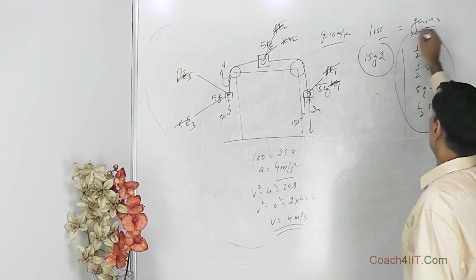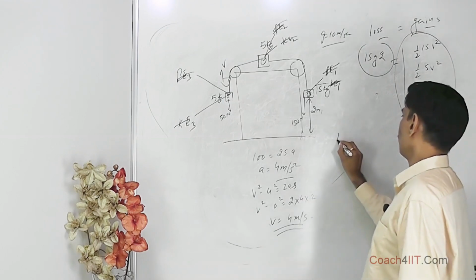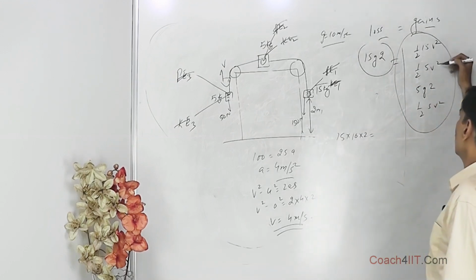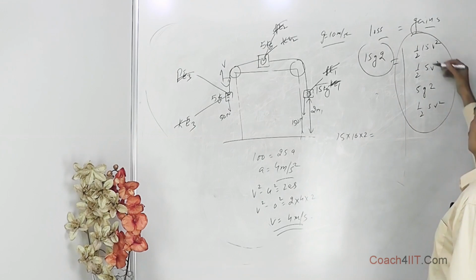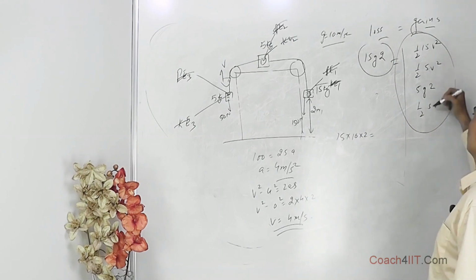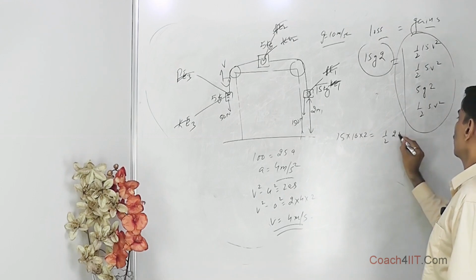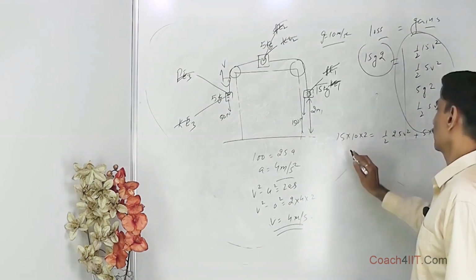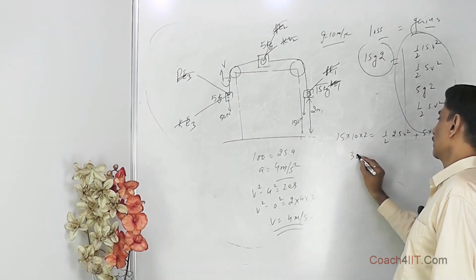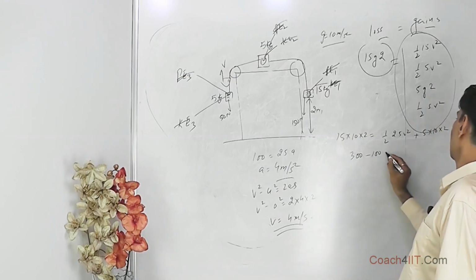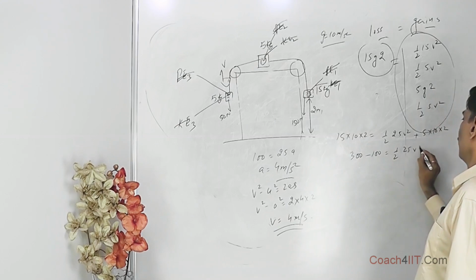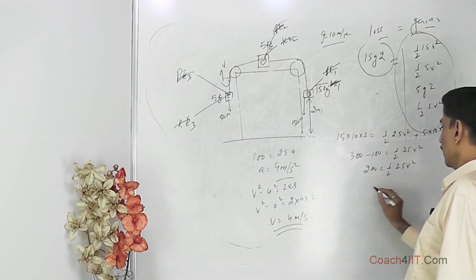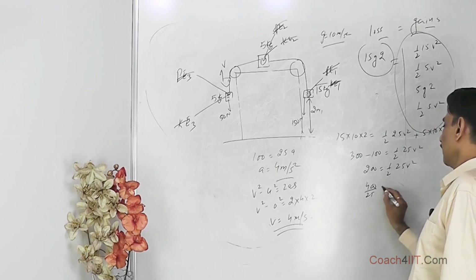Now we'll put losses equal to gains and we'll get the answer. So it is 15 into g, which is 10, into 2, is equal to half 15 v square, plus half 5 v square and half 5 v square. So 15 plus 5, 20, 20 plus 5, 25. So it is half 25 v square plus 5 into g into 2. 15 into 2, 30, 30 into 10, 300. This comes over here. Minus 100 is equal to half into 25 into v square. This is 200 equal to half into 25 v square. This is 400, 400 upon 25 is equal to v square.